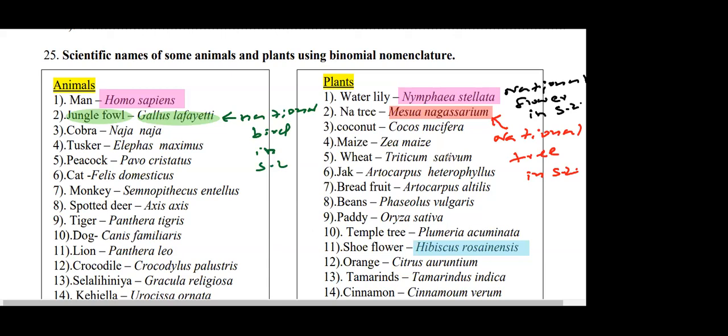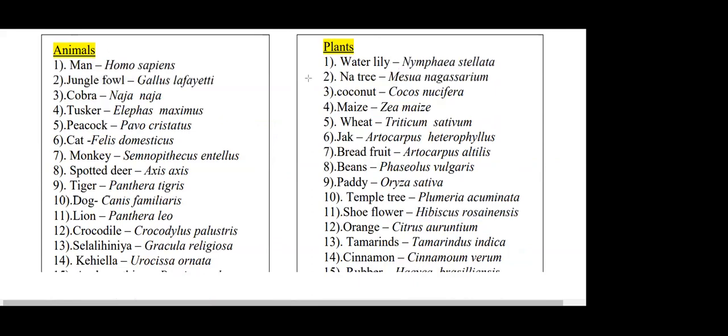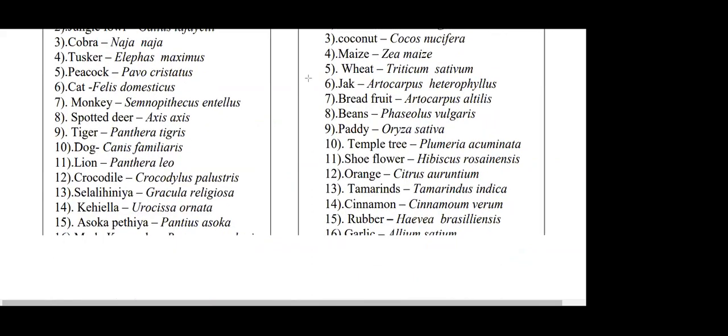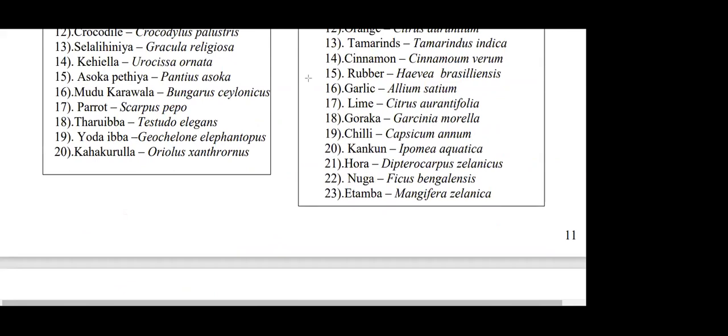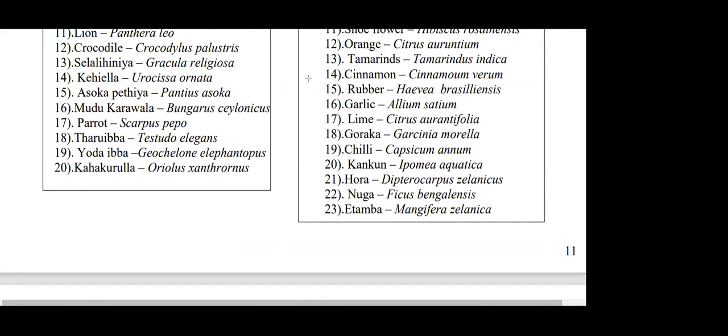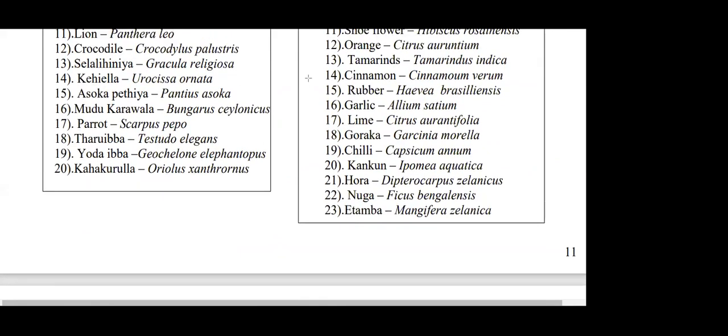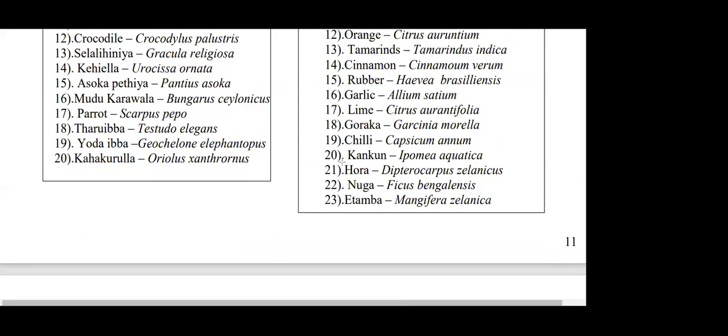So shall I erase this? Did you highlight these four? National bird, national tree, national flower, and I have given a few other examples. This was a bit important. Some papers have this: Hora, an endemic plant to Sri Lanka. Highlight this Hora, because it is zeylanicus, Ceylon.